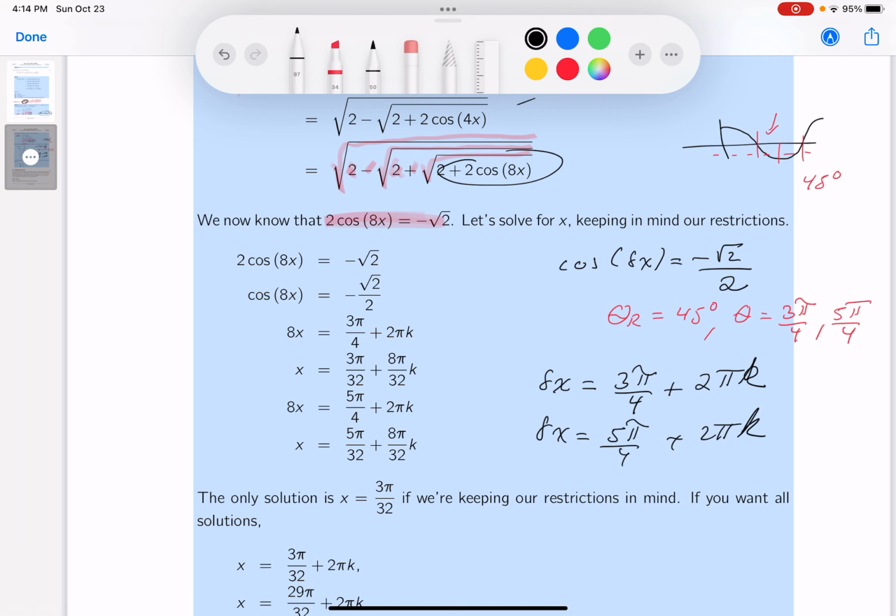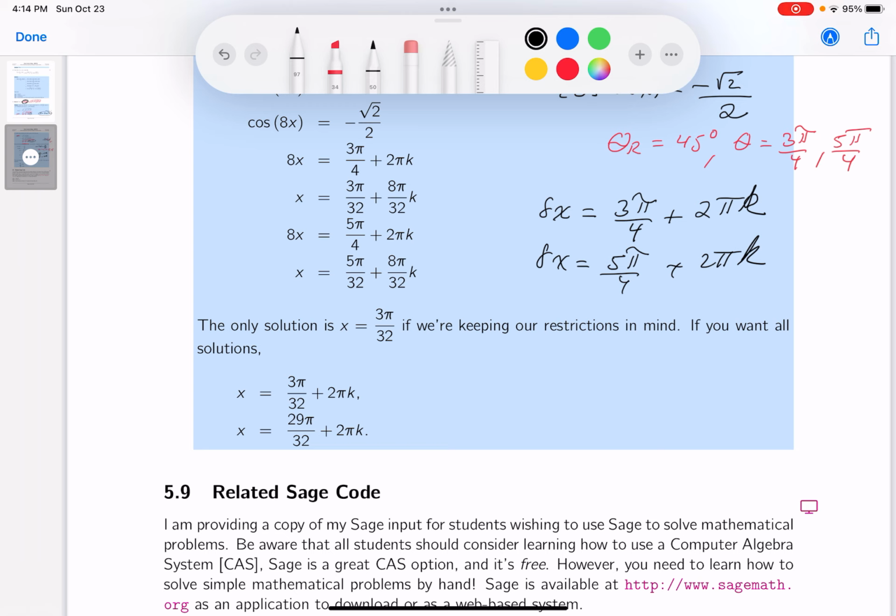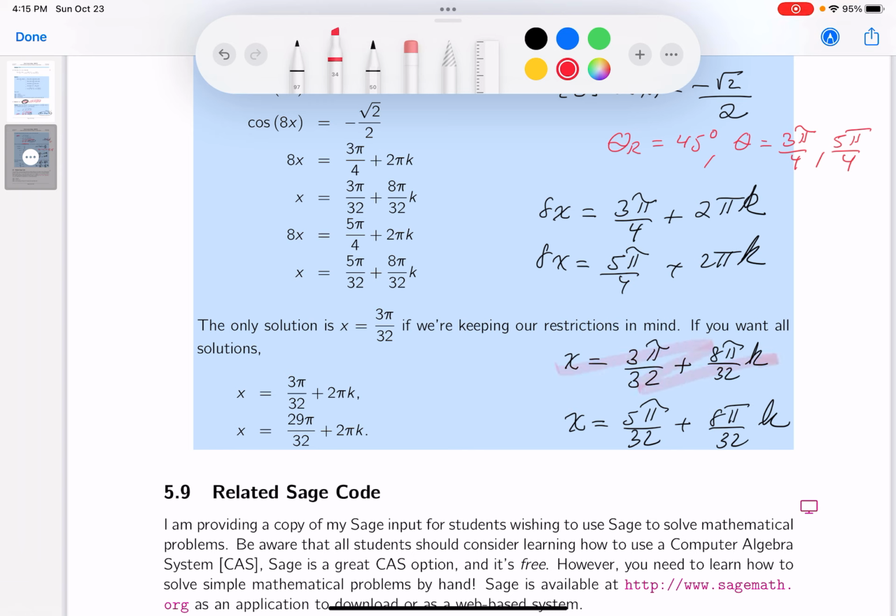All right, let's keep going. I'm going to divide through by 8 on both sides, and you get x equals 3 pi over 32 plus, I'm dividing by 8, so that's going to be pi over 4, and I want that in terms of 32nds, so I'm going to say 8 pi over 32, okay? And the other one's going to be x equals 5 pi over 32 plus 8 pi over 32, okay? Let me show you these things are written. You got this one here, and this one over here.